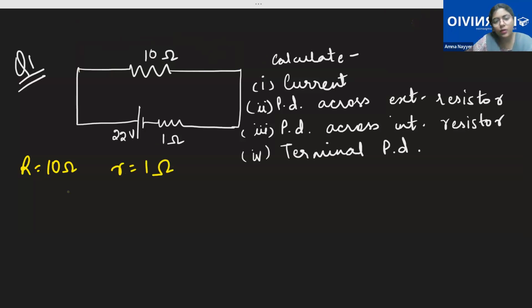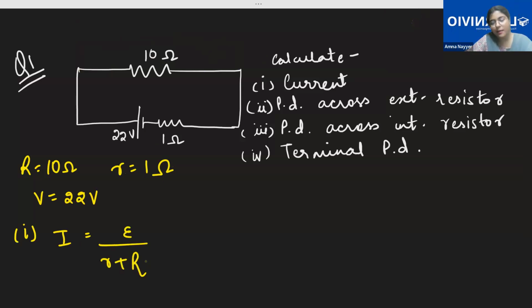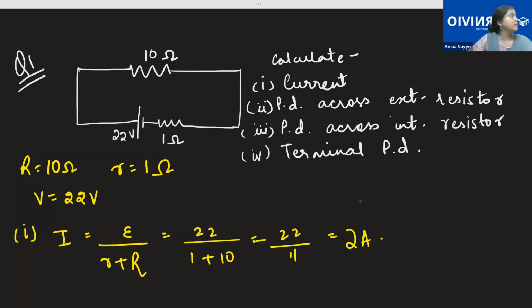Internal resistance is 1 ohm. Voltage is 22 volt. First part is current. Current is equal to EMF divided by small r plus capital R. The formula of it. 22 by 1 plus 10, that is 22 by 11, which is 2 ampere. Clear?